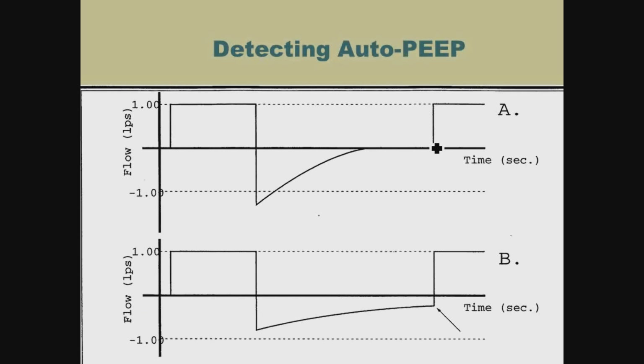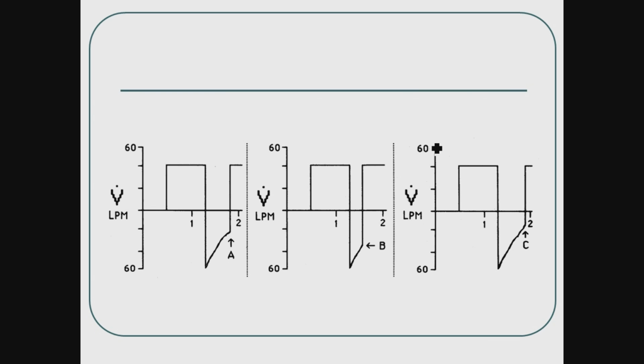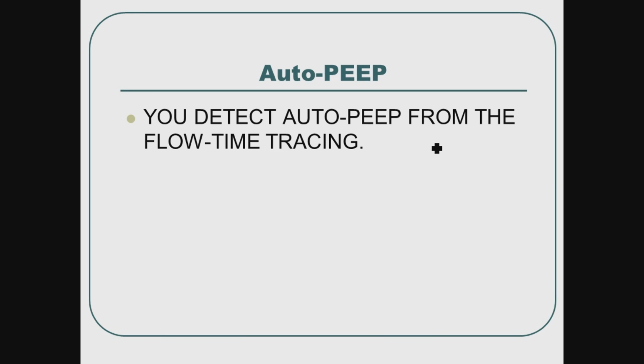Auto PEEP, we know, we look at the expiratory flow curve, and if it doesn't come back to baseline, it's there, and we need to quantify it by doing a measurement. And we've seen this slide before, they're all showing various levels of, or the presence of, auto PEEP.